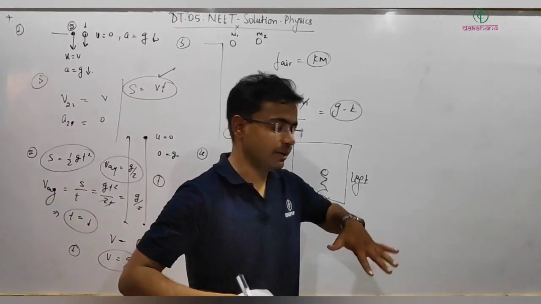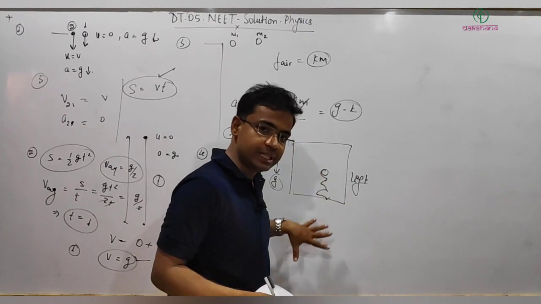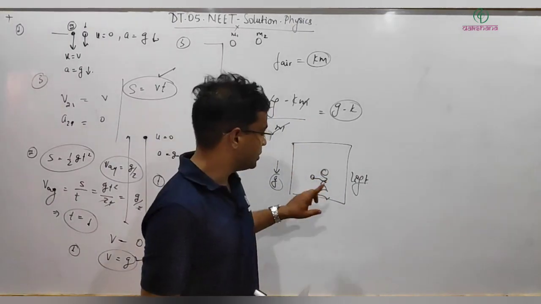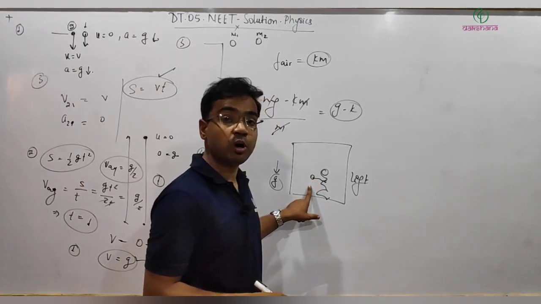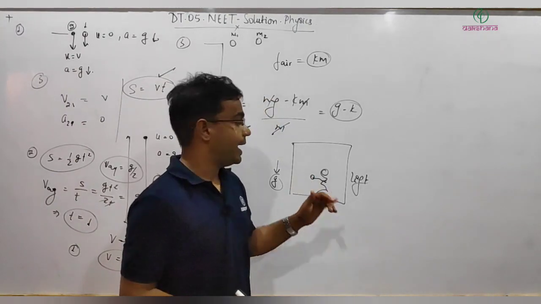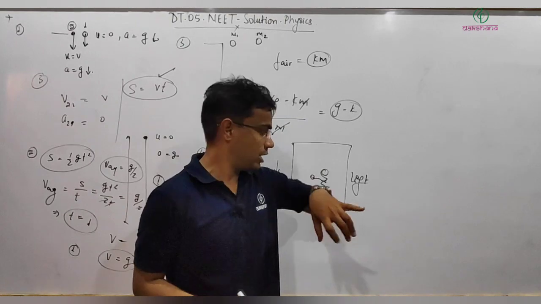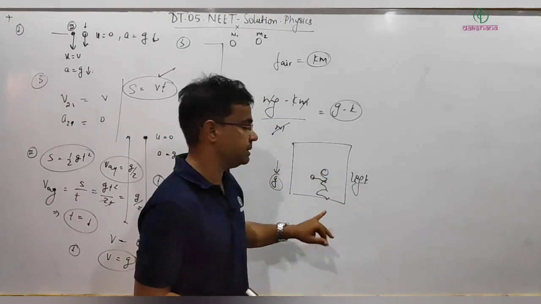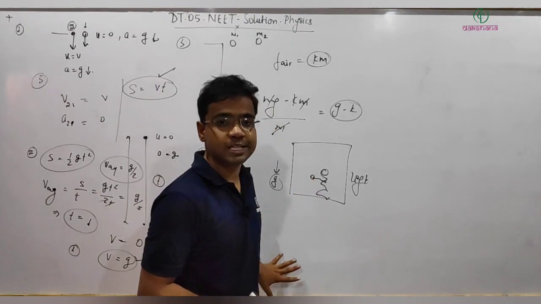Now, the man is falling with g, and if he is holding one ball and releases it, then the relative acceleration of both the bodies will be 0. Whatever velocity the man has when he is releasing the ball, exactly the same velocity will be there for the ball with respect to the ground frame.